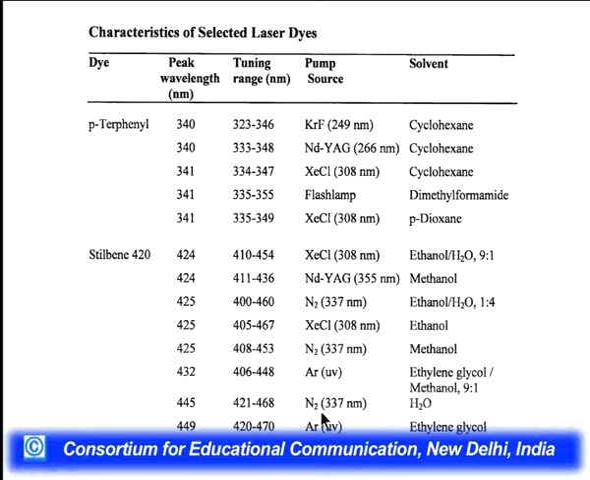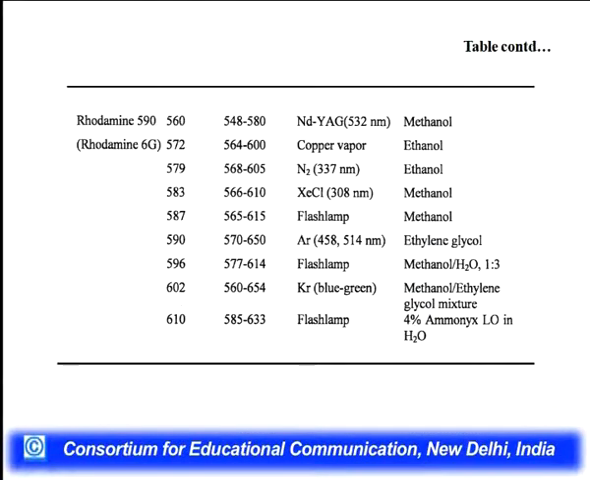Argon UV, N2 is the nitrogen laser, argon and xenon chloride. These are the solvents in which this stilbene dye can be dissolved. These are ethanol, which we use, and H2O in a ratio of 9:1. Methanol and ethanol we can use, and sometimes H2O water can be used to dissolve the dyes, and ethylene glycol is also used as a dye solvent in the dye laser.